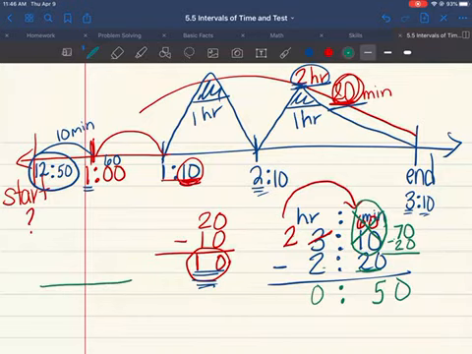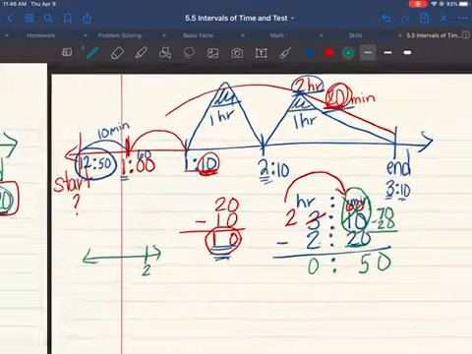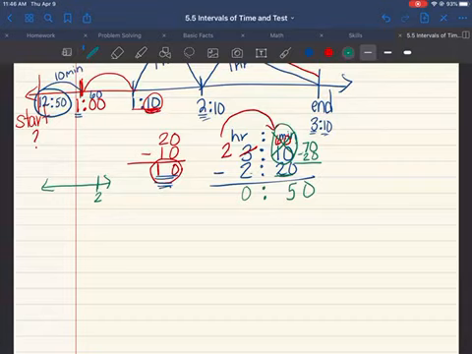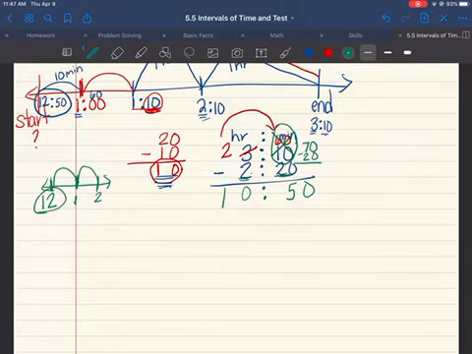If you are at 2 o'clock, this is 2 o'clock, and you're going to go back 2 hours. So 1 hour would be 1. 1 hour would be 12. So it's not really 0. It's going to be 12. So those are little things that you have to be careful with.